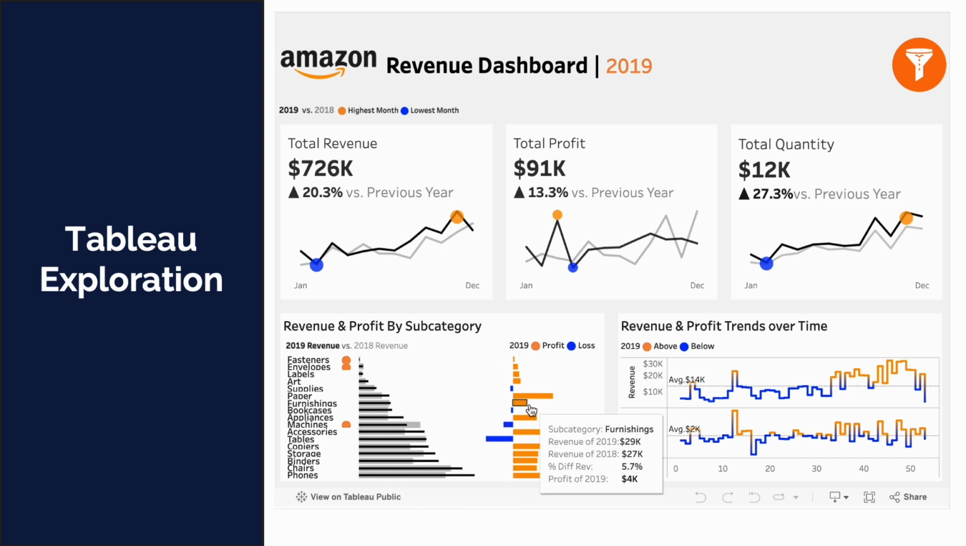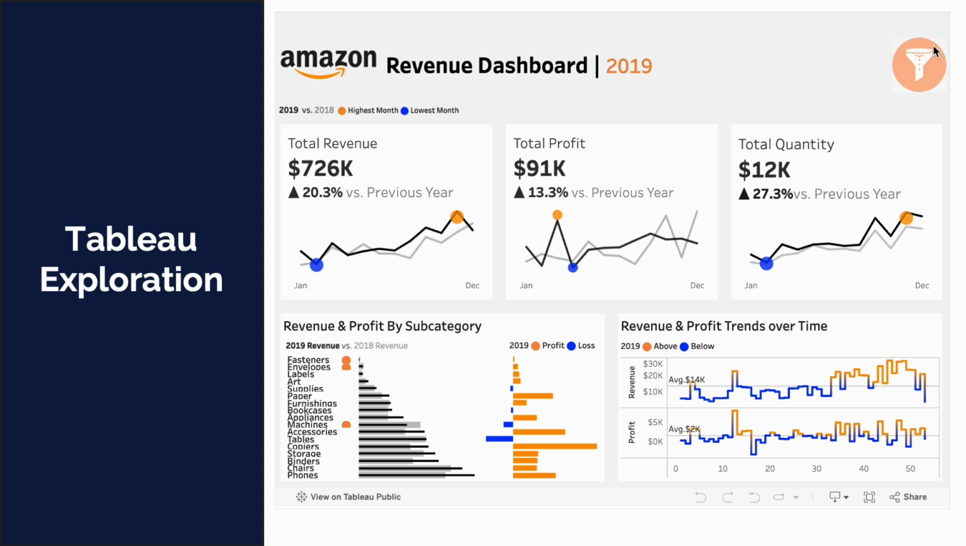Finally, revenue and profit trends over time for 2019 are displayed from 0 to 50 weeks, so January to December. The orange indicates when trends were increasing, and blue indicates when it was decreasing, for both of our revenue and profit. So, this is how each of our visualizations work.